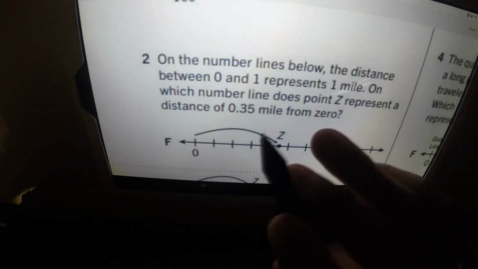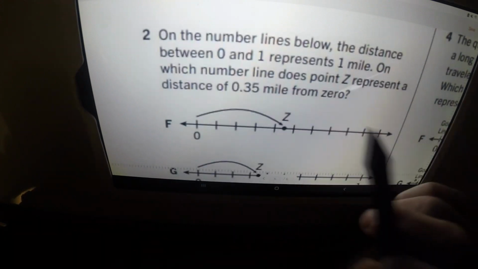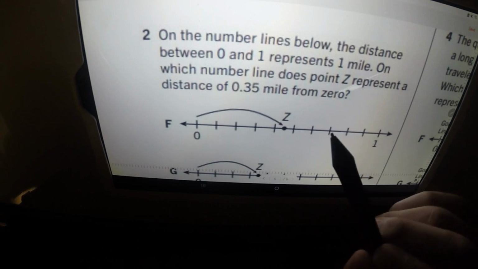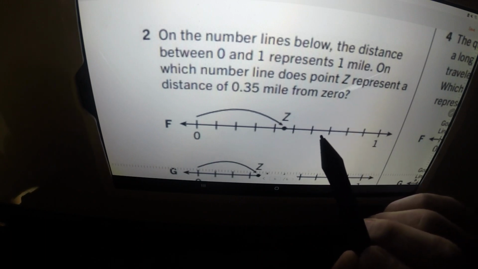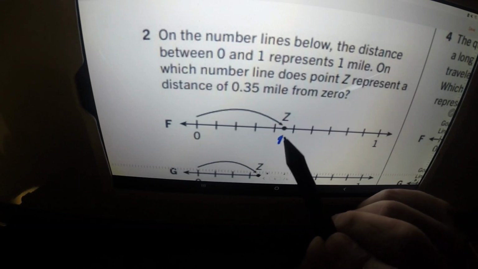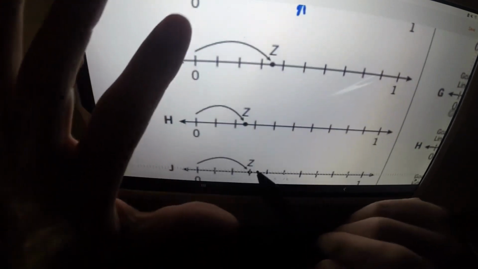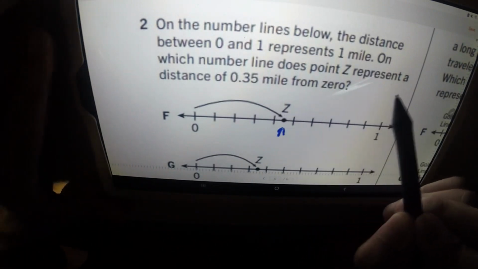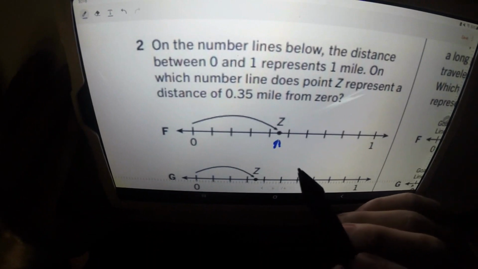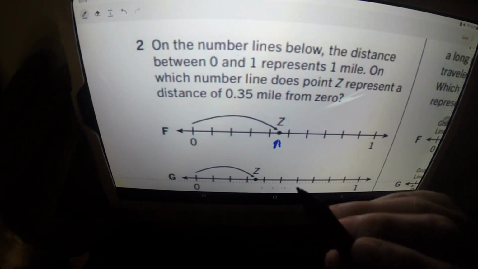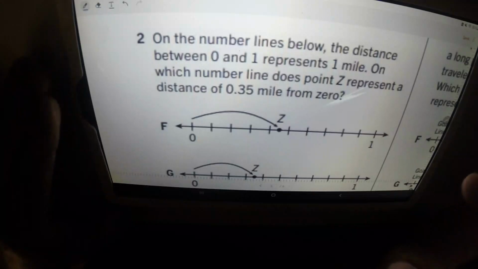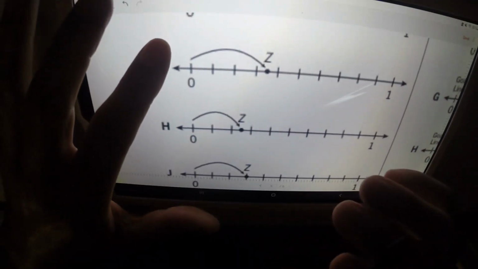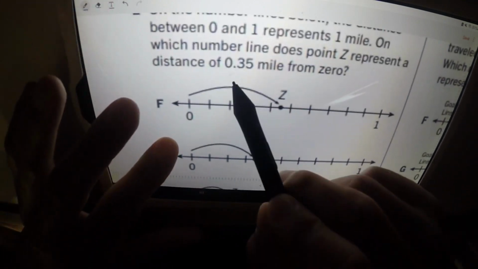On the number lines below, the distance between 0 and 1 represents 1 mile. They're giving us this information. On which number line does point Z, this is point Z here, and they all have point Z, represent a distance of 0.35 miles? So you want us to examine all of these and figure out which one correctly has the mark Z corresponding to 0.35.